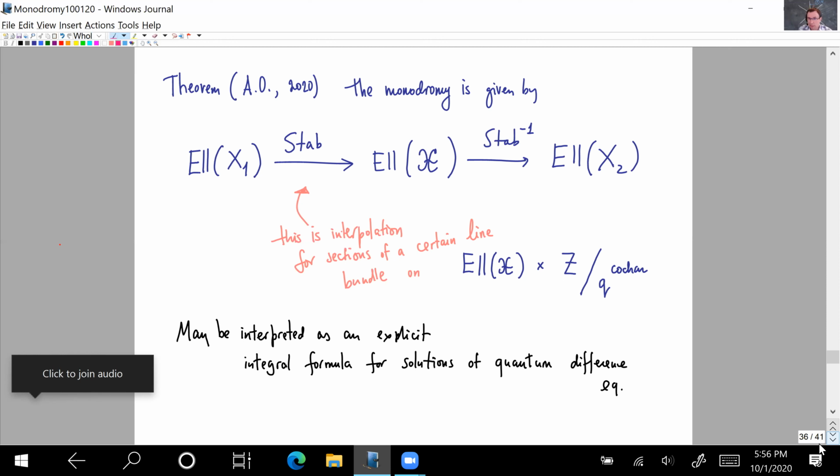And so once you do that, then you can do the opposite operation for the other stable locus, and then you get a matrix, and that's the monodromy in the z variables. And I should remark that this not only computes the monodromy, but in fact you can think of this as an integral formula for solutions too, if you want.